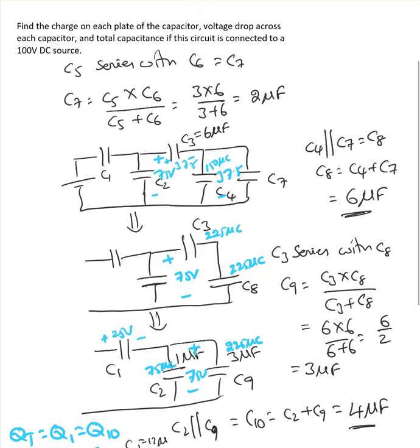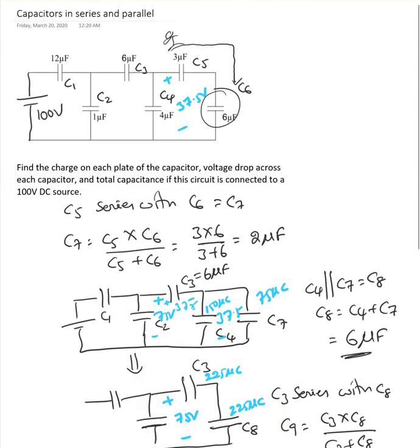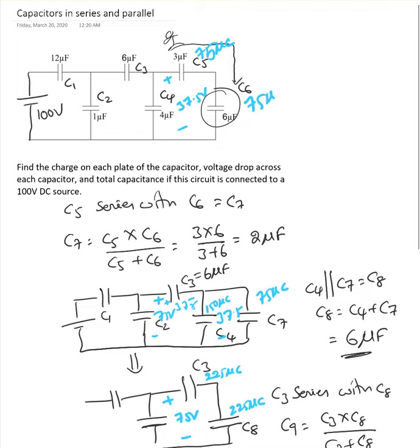The rest of the charge out of 225 is going to be split here. So 75 microcoulombs is going to be there. Now if you go back here, I know this value is going to be 75 microcoulombs, and this value is going to be 75 microcoulombs.